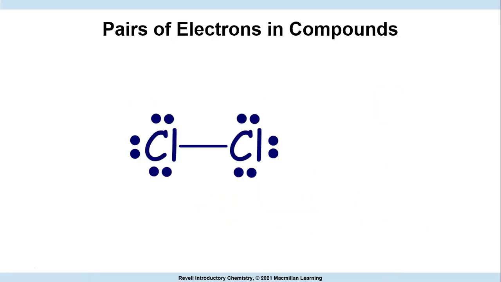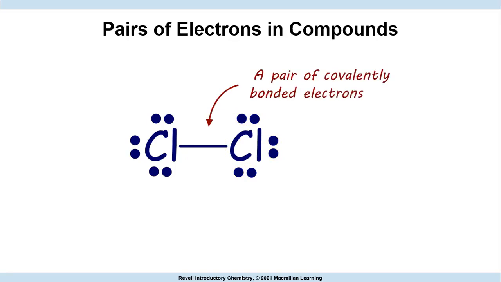So let's look at the pairs of electrons in compounds. Here in this chlorine molecule, we are going to see that there is what we call the bond pair and there is what we call the lone pair. So what is the bond pair and what is the lone pair? This line or this dash is a pair of covalently bonded electrons. So you are talking about a bond pair. And this lone pair of electrons on the chlorine atom, we call them a lone pair of electrons.